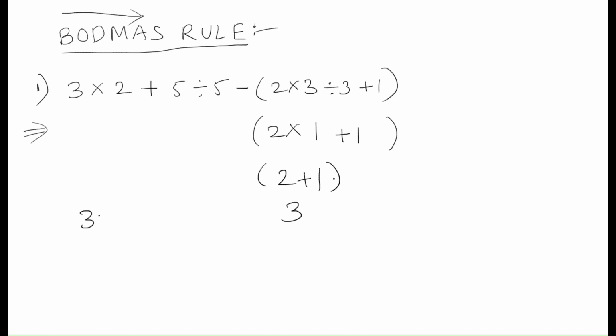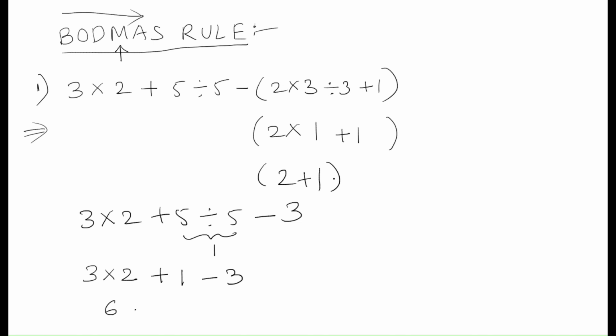Now let's see, 3 multiplied by 2 plus 5 divided by 5 minus 3. Now the brackets are removed. Now let's go for the next, division. This gives you 1, so 3 multiplied by 2 plus 1 minus 3. Next you have to solve multiplication. 3 twos are 6, plus 1 minus 3. Next addition, which is 7 minus 3. This equals 4.